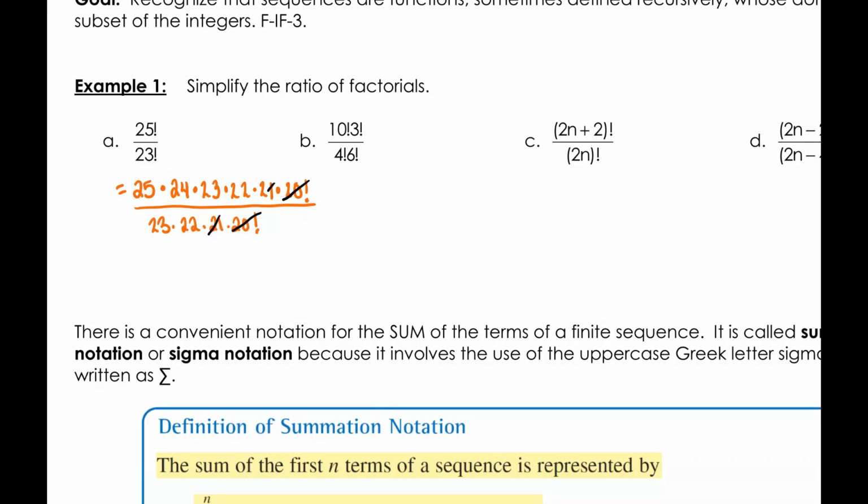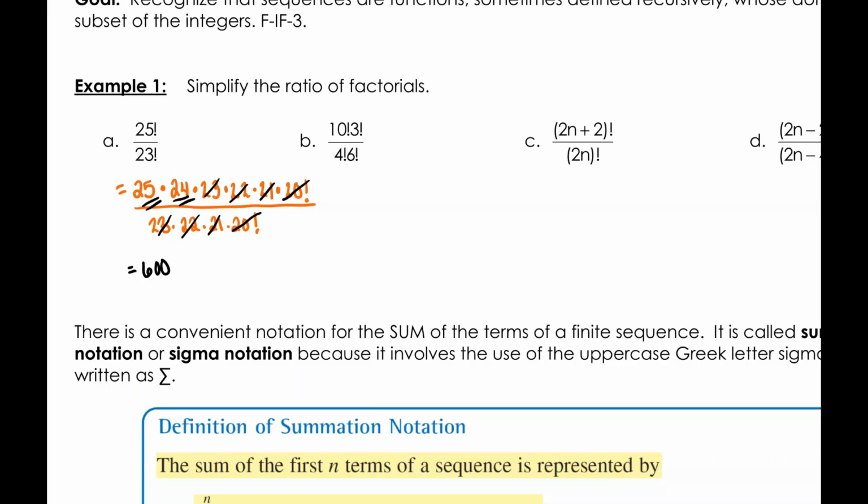And then notice that the 21s cancel, the 22s cancel, and the 23s cancel. So I could have started right there with canceling the 23 factorial on both, and then I would just have simply 25 times 24 in the numerator position, and that would be 600. Okay, so common factors of the factorial symbol divide out, and the quotient is 1. Let's look at example B.